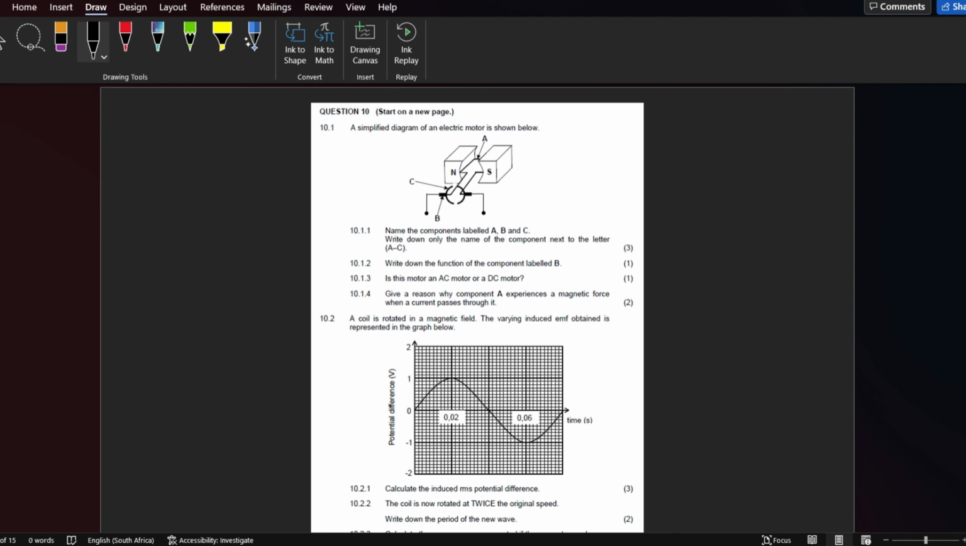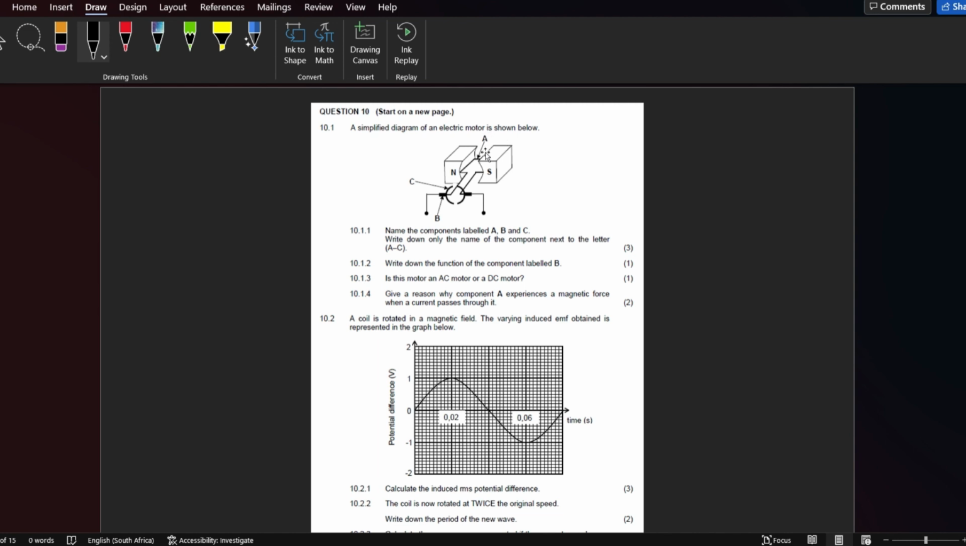Today we will be doing a past paper question on the physics topic electrodynamics. And that will be question 10 that we see here in front of us. So let us get right into it. Question 10 gives us a simplified diagram of an electric motor as shown below. Right, so we have our motor, we have the magnet, we have the coil, and we have the split ring, etc. 10.1.1 asks us to name the components labeled A, B, and C.